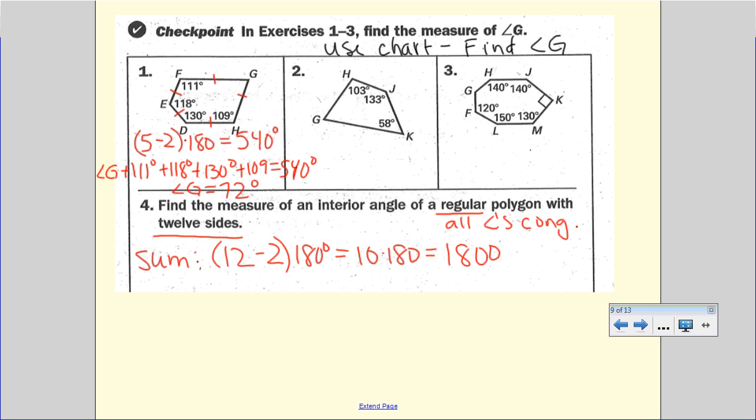is 1,800. Now I need to find a single angle, and so that's the total, 1,800 degrees, and I divide that by the 12 angles that are in there. The number of angles and the number of sides are the same in our polygons, and so 1,800 divided by 12 is 150 degrees. You guys will be doing more of that in your homework. All right?